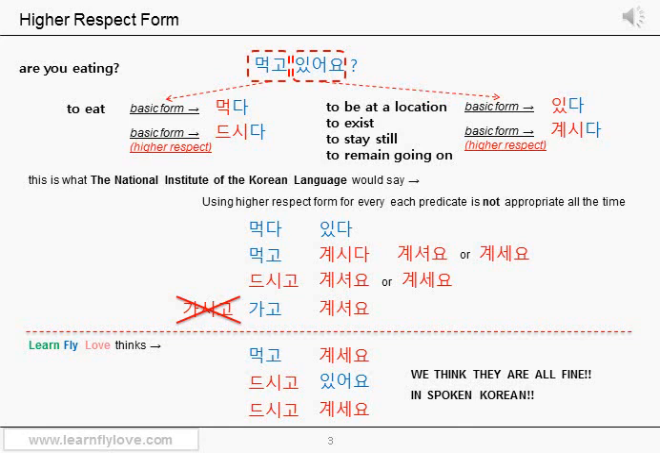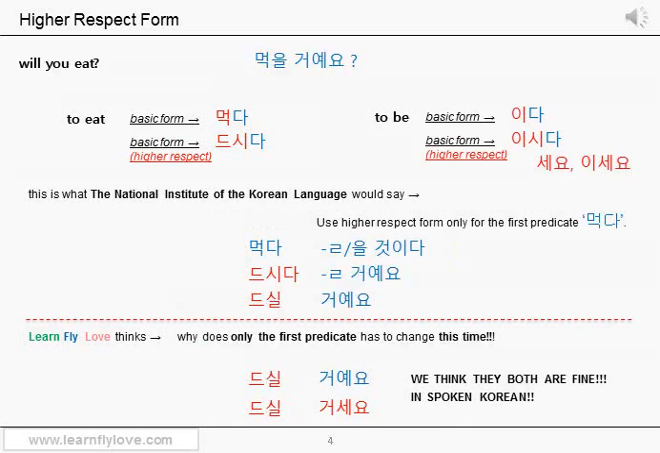But we know you want to have one fixed rule. So don't think too much. No need to remember anything on this page. Let's just move on to the next page. Oh, by the way, when you want to use the predicate 있다 to mean the verb to have, you cannot use the higher respect form 계시다. 계시다 is the higher respect form of to be at a location. Okay? Very good.